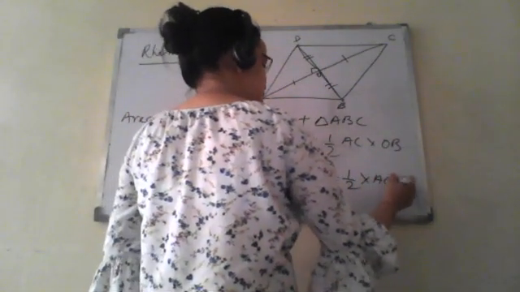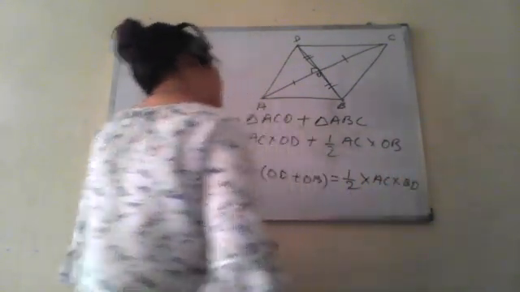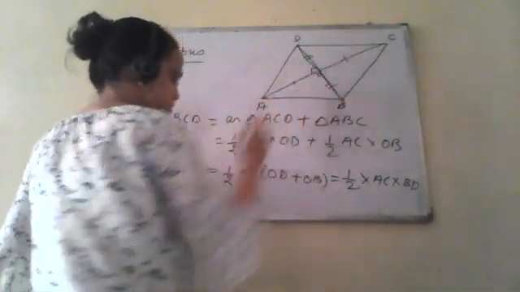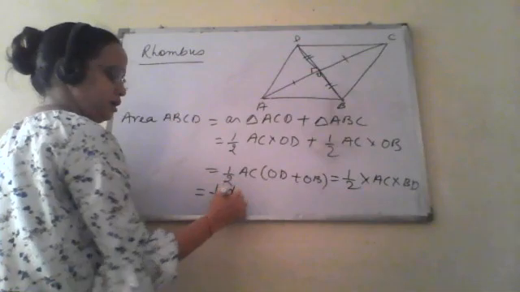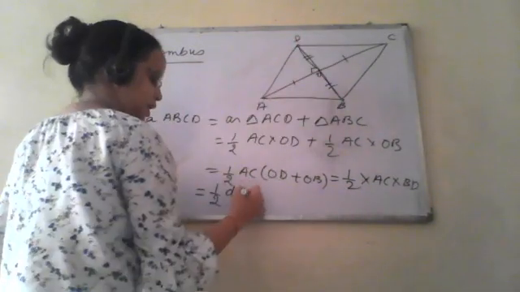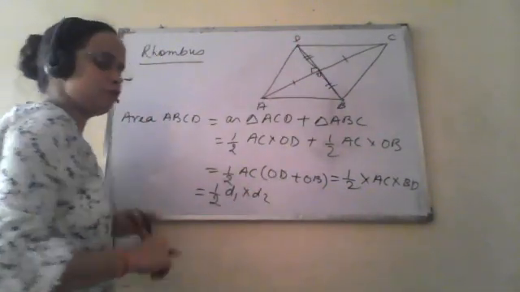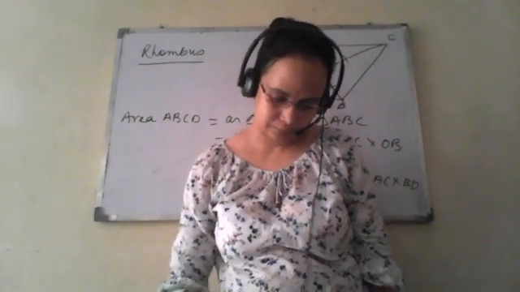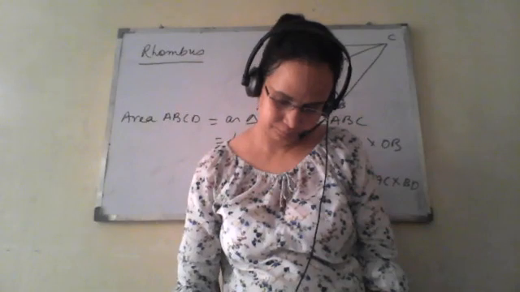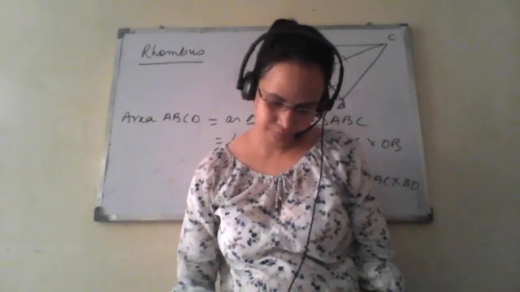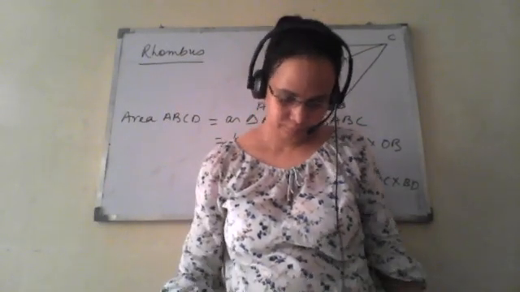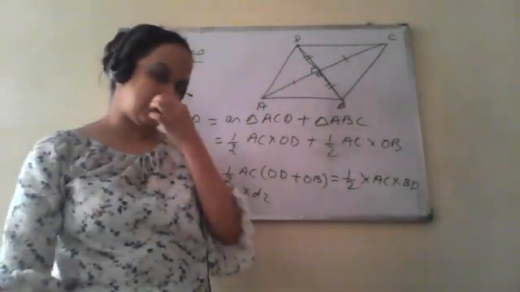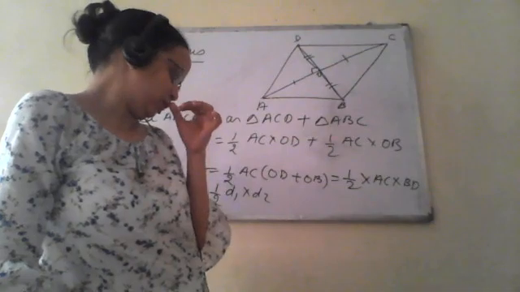This is AC into BD. Clear? So what is AC? It is the first diagonal, D1, and BD is the second diagonal, D2. So the area of a rhombus is half into the product of two diagonals.